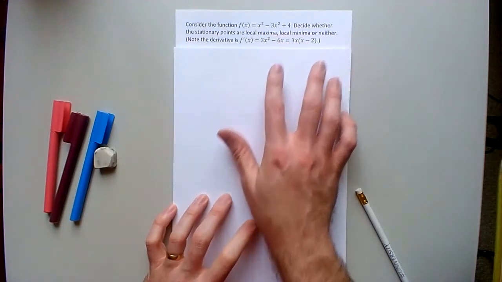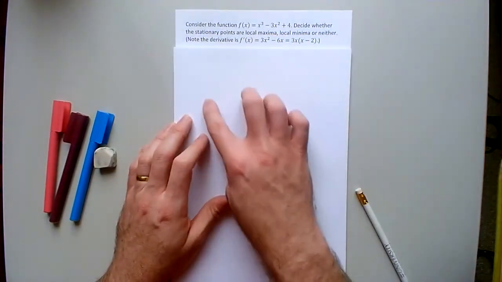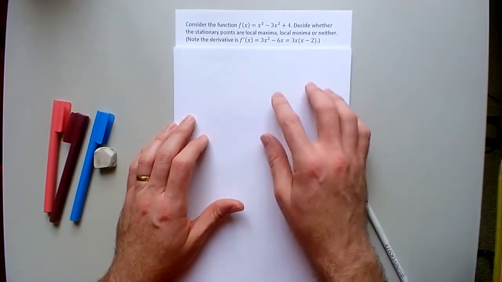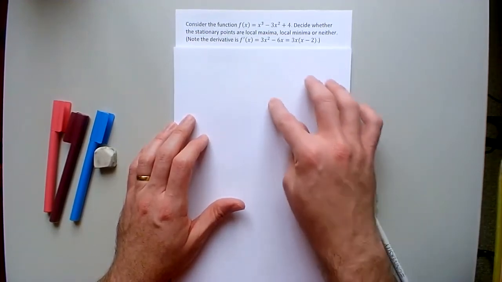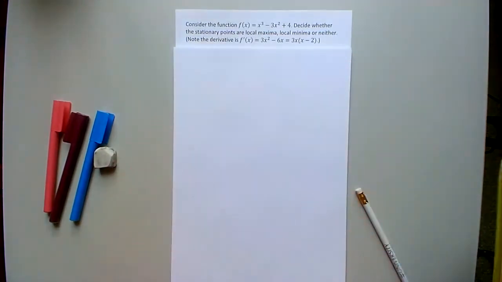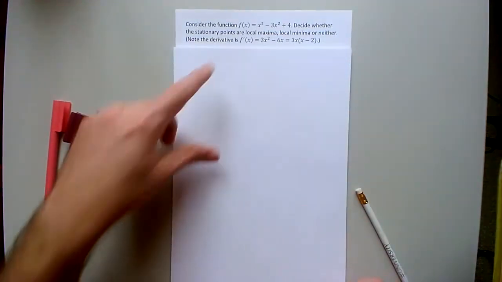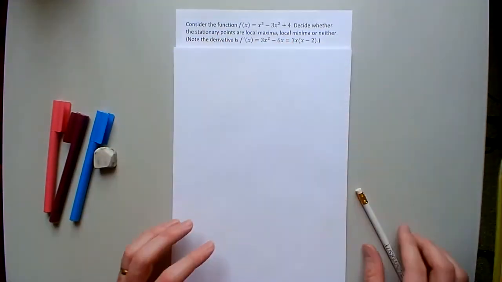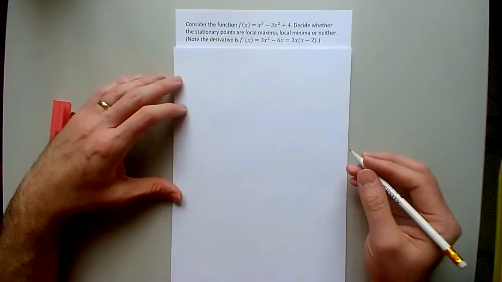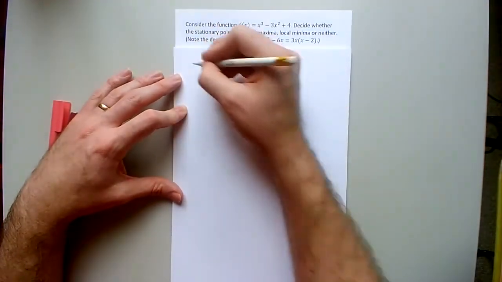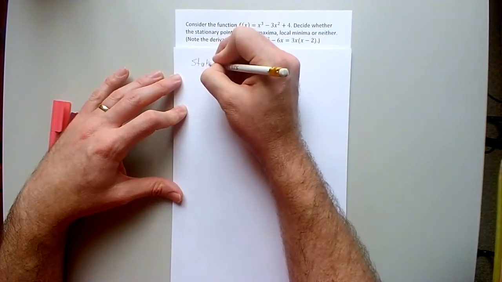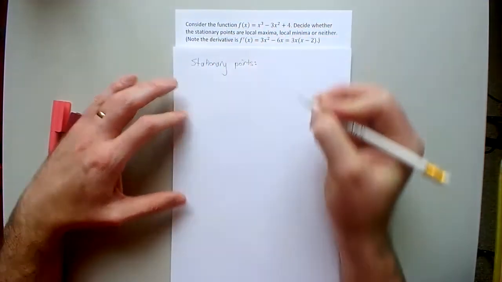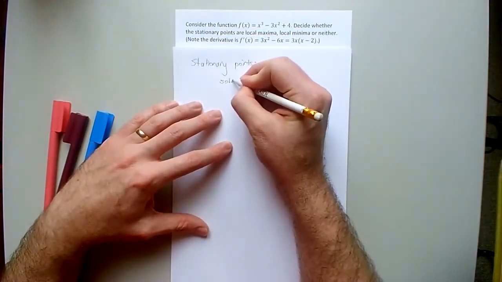And maxima and minima, well, a maximum is at the top of something. It means it's increasing on one side and decreasing on the other, and a minimum is decreasing leading up to it and then increasing after it. So what I need to know is where it's 0 to get the stationary points, and where it's increasing and decreasing in order to know whether they're local maxima or minima. Okay, so to get stationary points, I need to solve this.